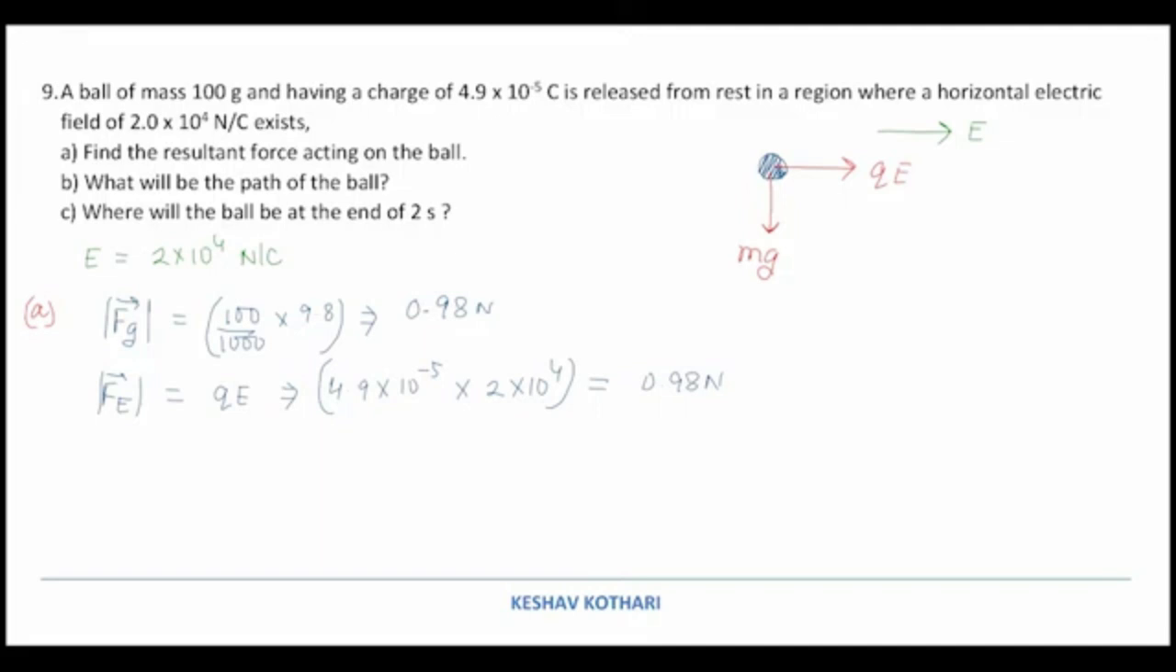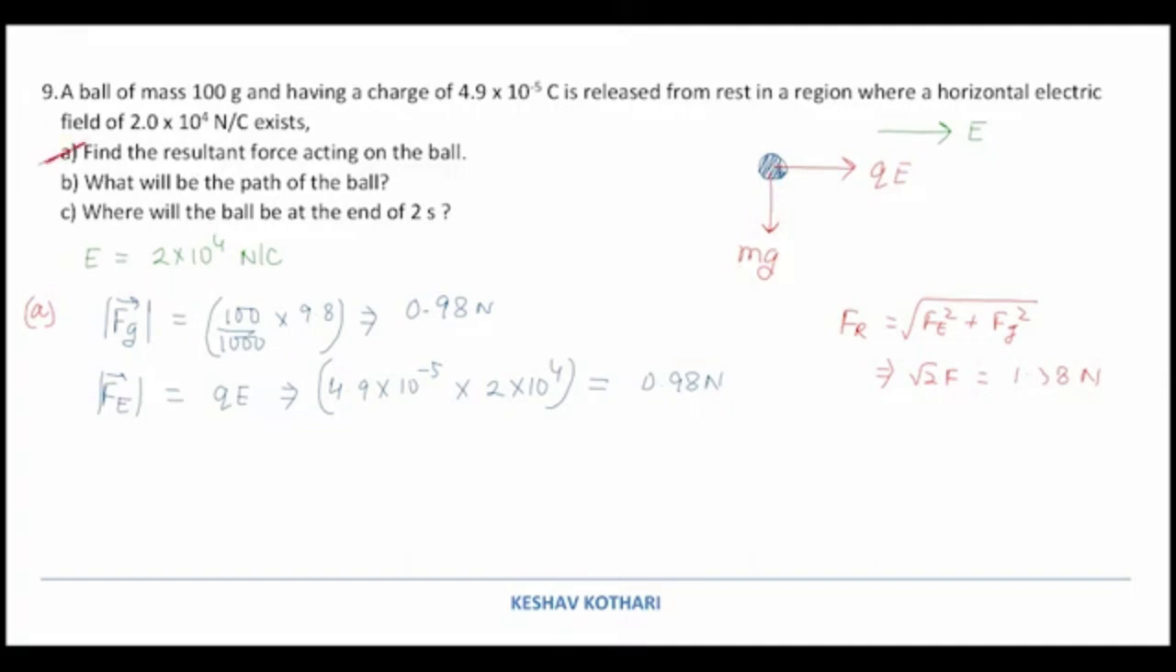So the net force which the particle is going to experience is the resultant of these two forces. The resultant force is going to be the square root of F electrostatic squared plus F gravitational squared. Since they are both the same, we write it as root 2 F. If I multiply by root 2, we get approximately 1.38 Newton. So for this particular question, the first answer is 1.38 Newton.